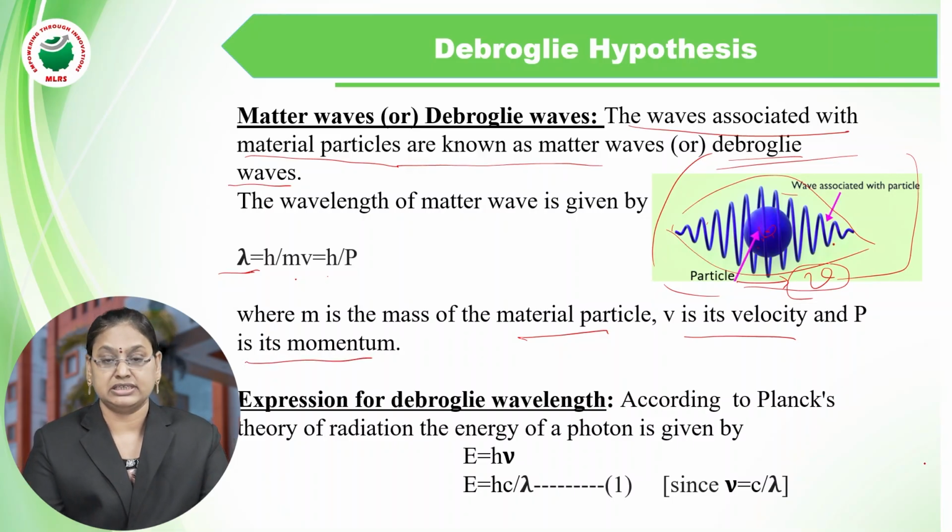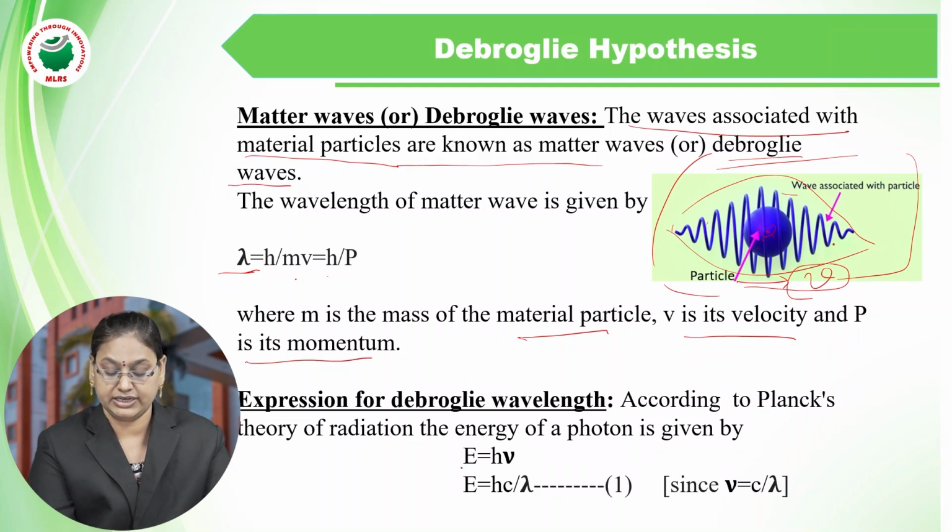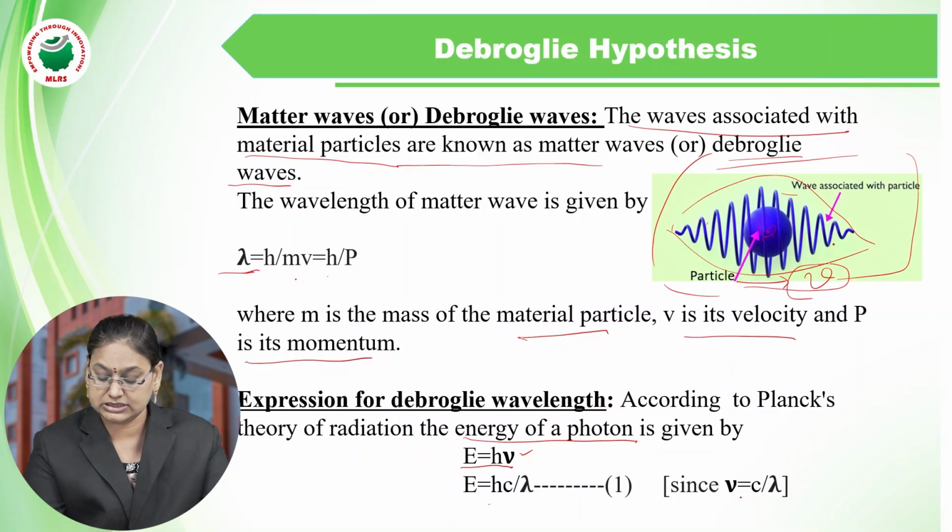Now let us derive an expression for the de Broglie wavelength. To derive the expression, we know that according to Planck's theory of radiation, the energy of a photon is given by E is equal to h nu, where nu means frequency. We know that nu is equal to c by lambda. So in the place of nu, you can substitute c by lambda.